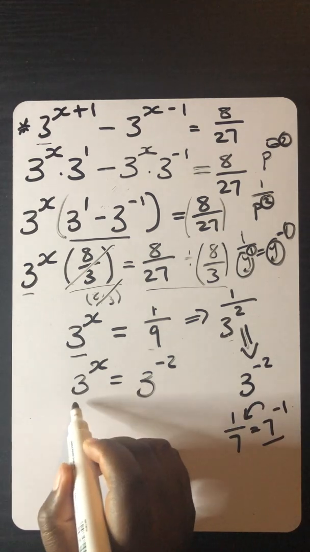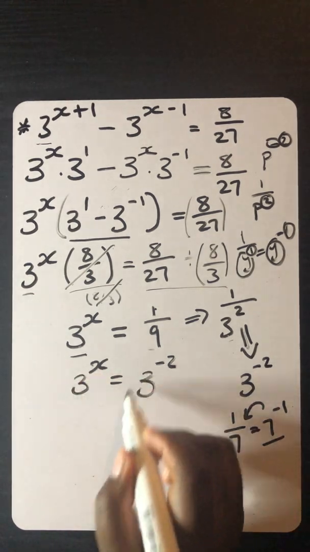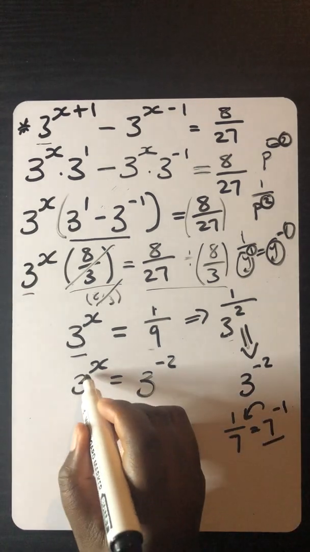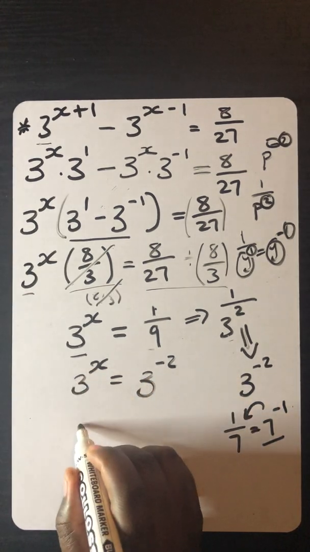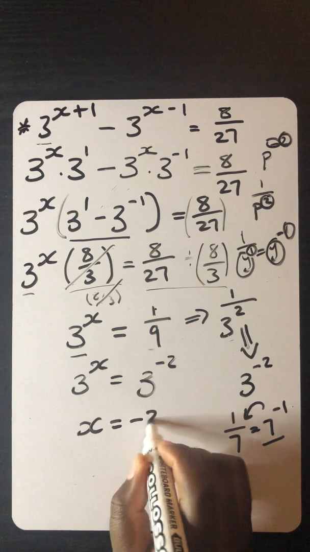So now that you've got the same basis, ladies and gentlemen, they fall away. If you've got the same basis, the rule says you can equate the exponents.